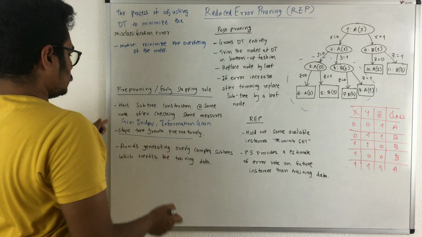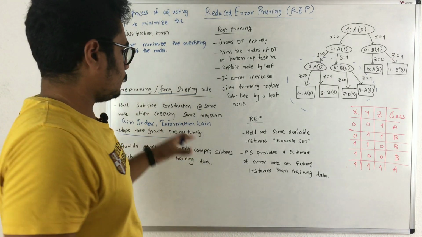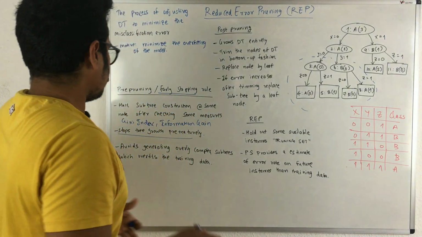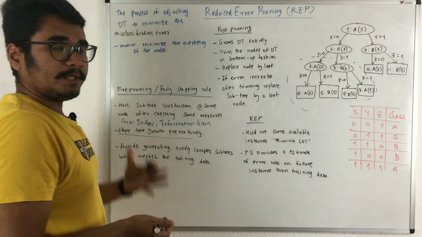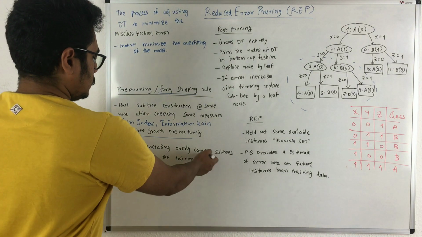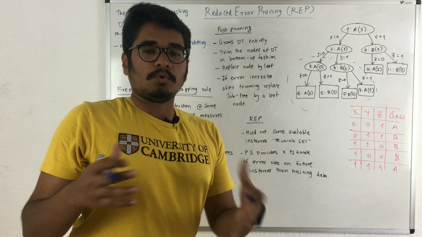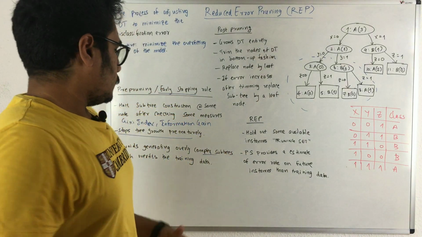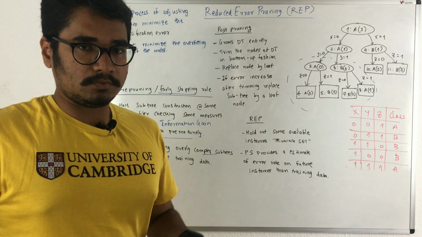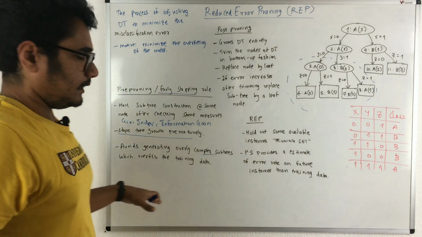Here the tree growth stops prematurely, before it is built or stored into the main memory. One main advantage of pre-pruning is that it avoids generating overly complex subtrees which overfit the training data. This was the main cause of overfitting in any training model, and pre-pruning generally reduces it. There is one disadvantage also that we'll discuss at the end. So this is one technique.